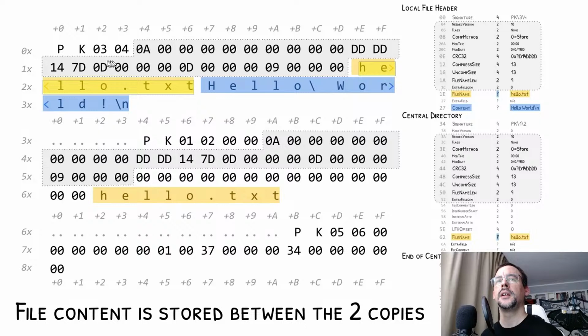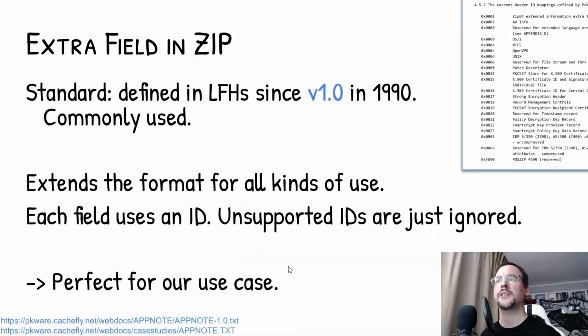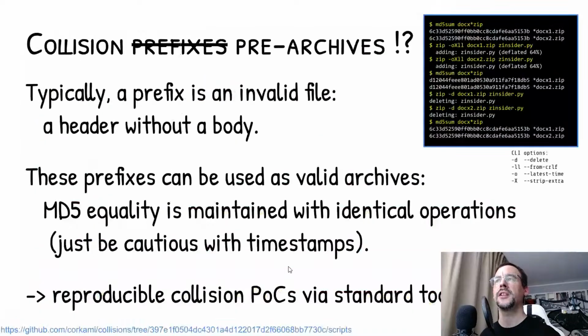So basically, our zip prefix is an actual file that is stored in a standard way in a zip, and the hash collision data is stored in the extra field. So the rest of the file can be built normally, and your initial archive works as a file, even though it's more than a prefix.